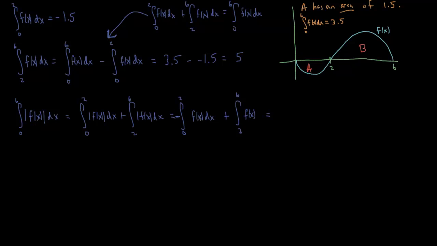And now what's the integral from 0 to 2 of f of x dx? It's negative 1.5, which we have negative 1.5. Now what is the integral from 2 to 6? We just found that to be equal to 5. So plus 5. And now we have negative 1.5 plus 5, so that is 6.5.